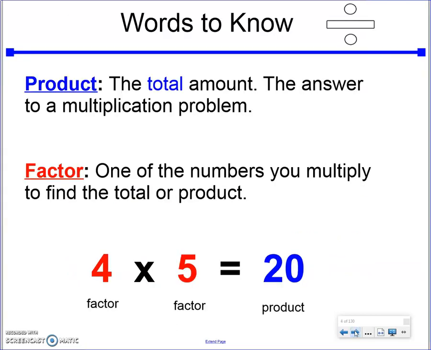We know that when we're thinking about multiplication, the product is the total amount. It's the answer to a multiplication problem. A factor is one of the numbers that you multiply to find the total product.